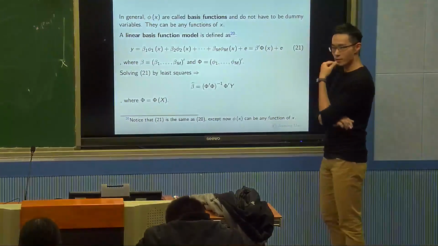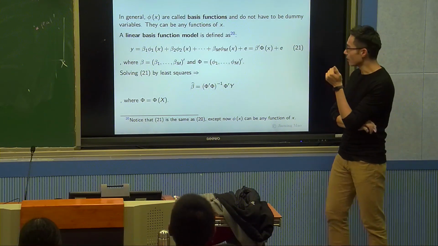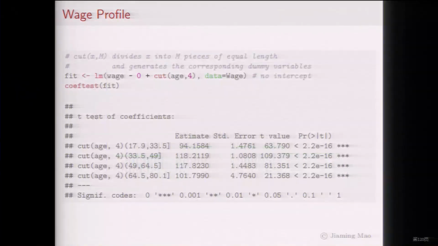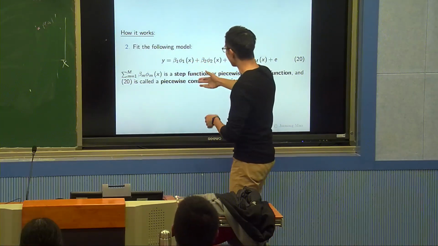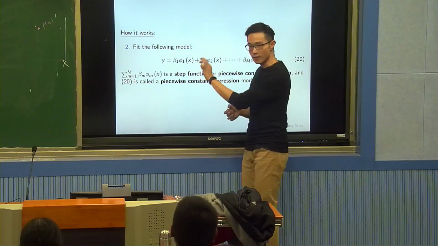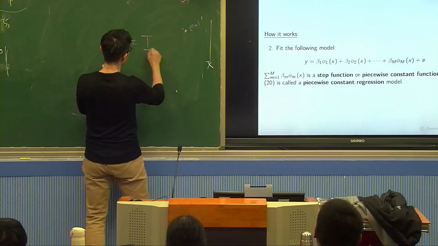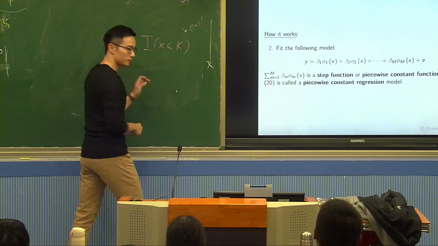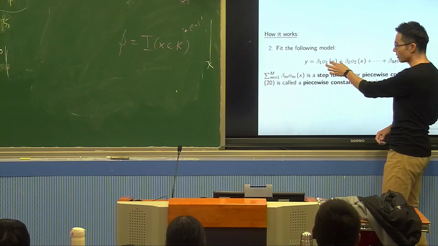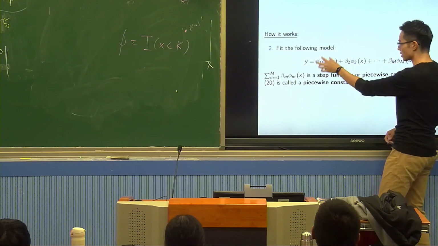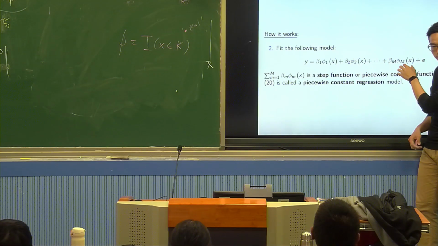Remember this basis function and linear basis function model? When we talk about regression, I said that a piecewise constant model can be thought of as something like this, where each one is a function. In the piecewise constant model, each phi is whether x belongs to a certain region. So it's beta 1 times whether x belongs to region 1, plus beta 2 times whether x belongs to region 2, etc., etc. That's a piecewise constant model.